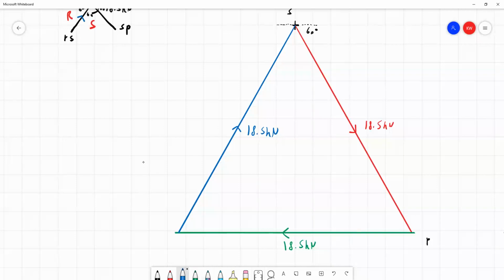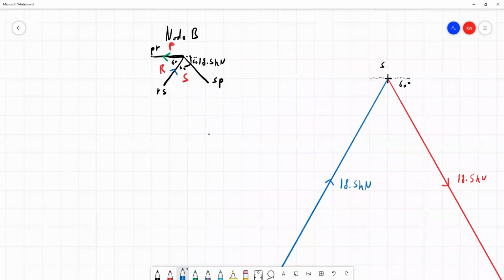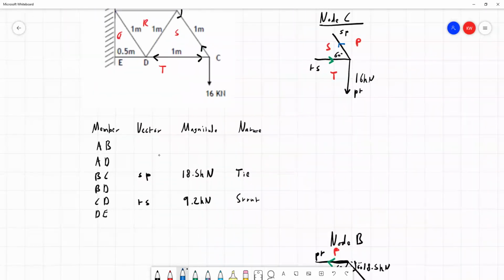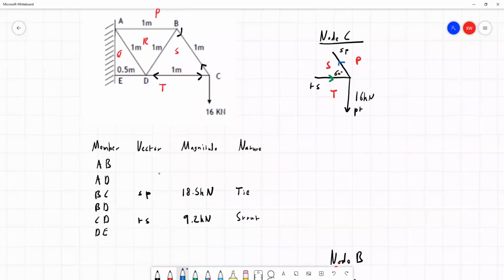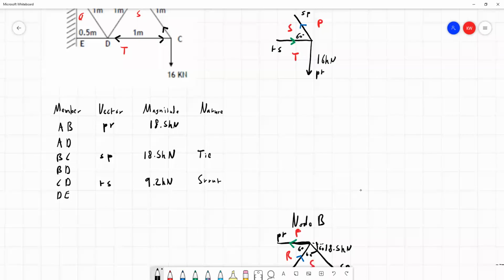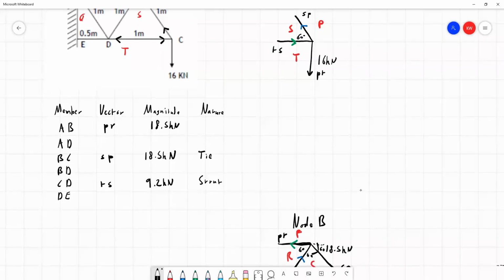So I can say something now about these two additional forces we've learned about in terms of both their magnitude and their nature. So let's go back to our table and remind ourselves what each one is. We'll start off with the vector PR. Well, PR is this force coming out of point B to the left-hand side, and so that represents the vector AB. We've established its magnitude is 18.5 kilonewtons, and its nature, well, if we go back and look at what we've learned, the internal force for PR is heading away from the node, which means that this internal force must be a tie.